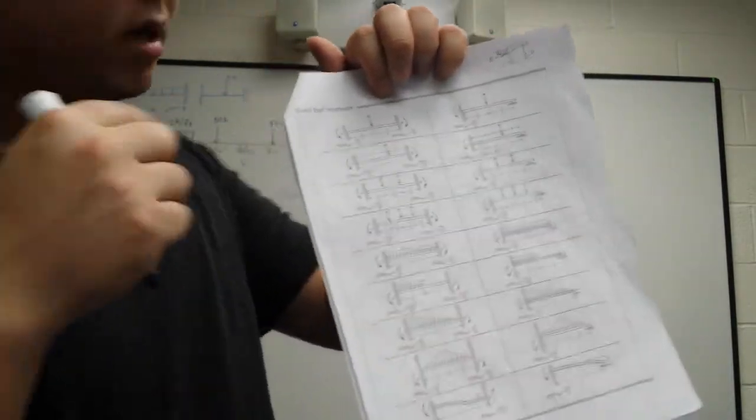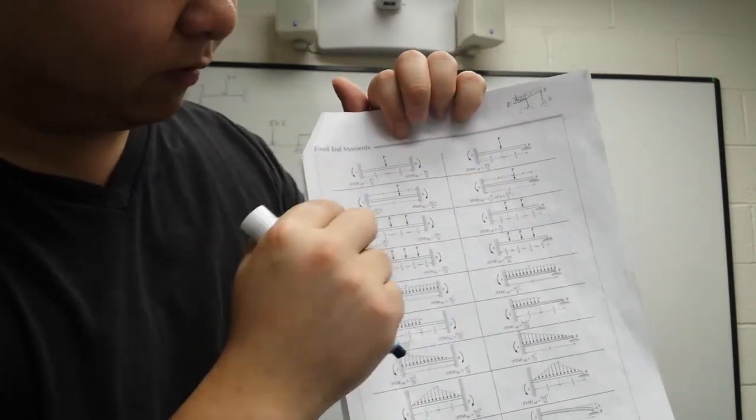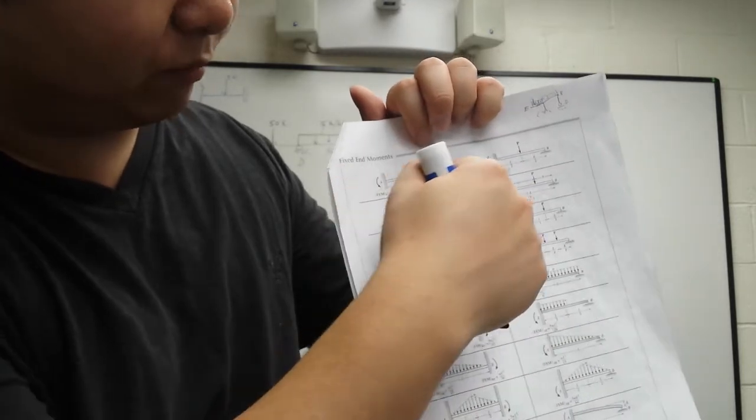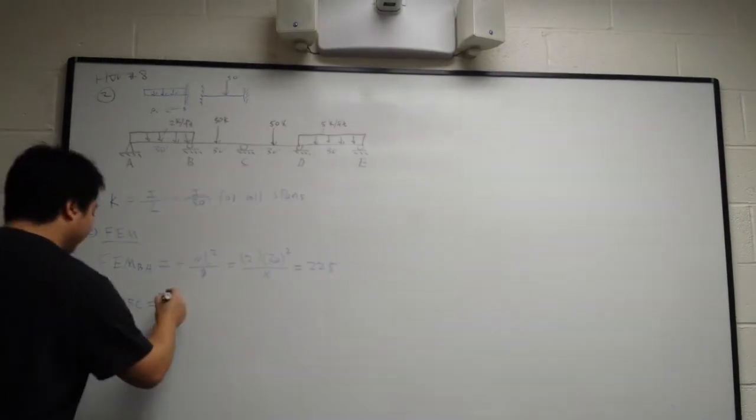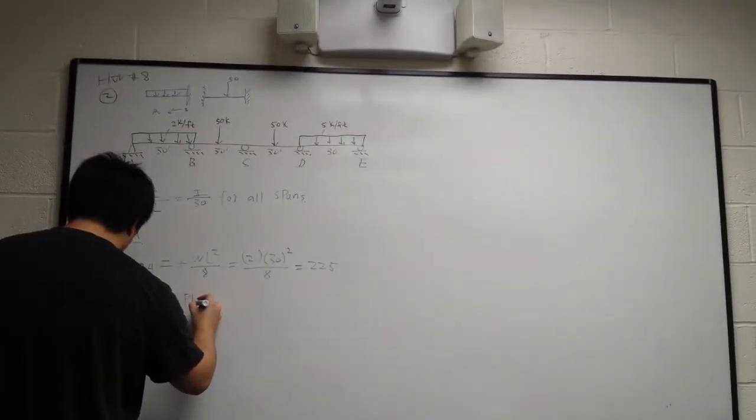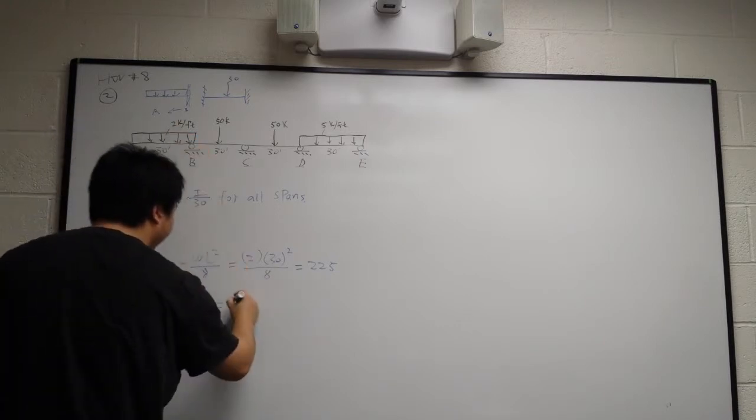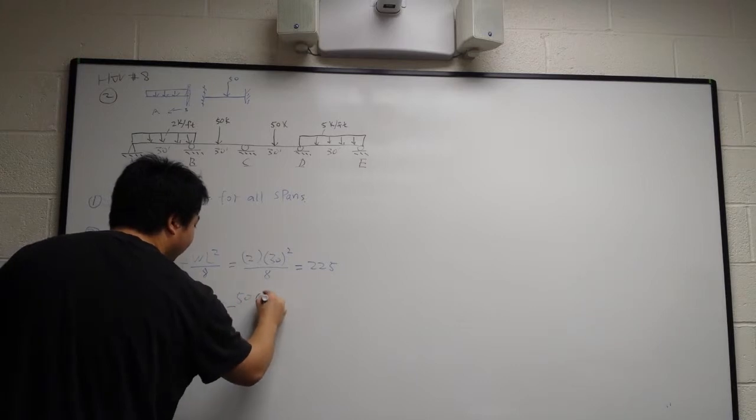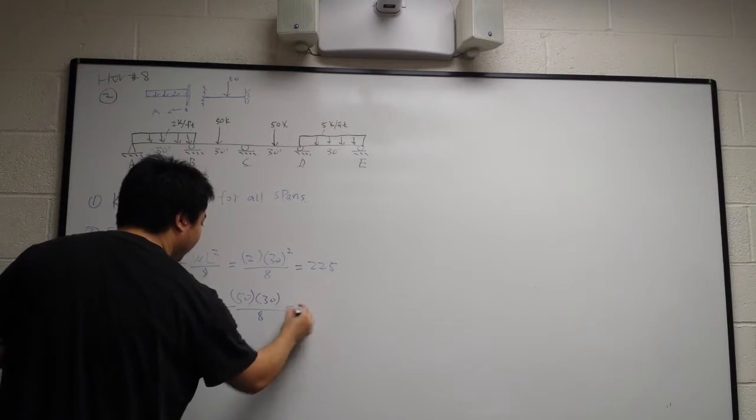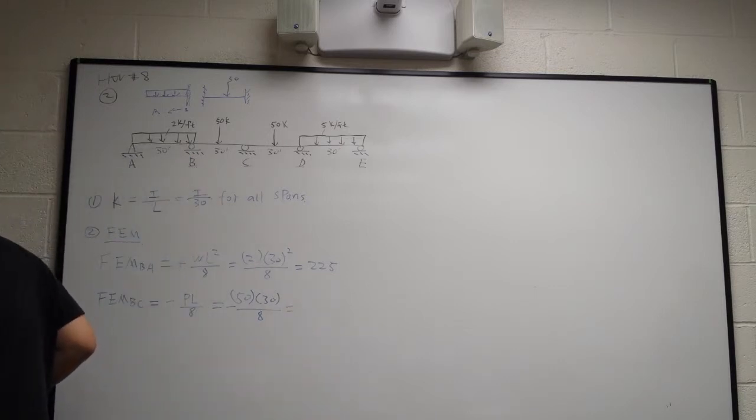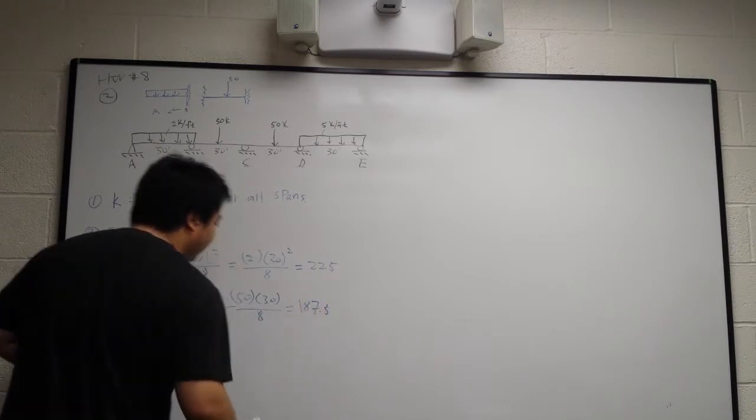And BC is from left to right, so it's negative. If you have something from right to left, you have positive. So in our case, it's negative. You're going to have negative PL over 8, where P is 50 and L is 30, over 8. And you're going to have negative 187.5.